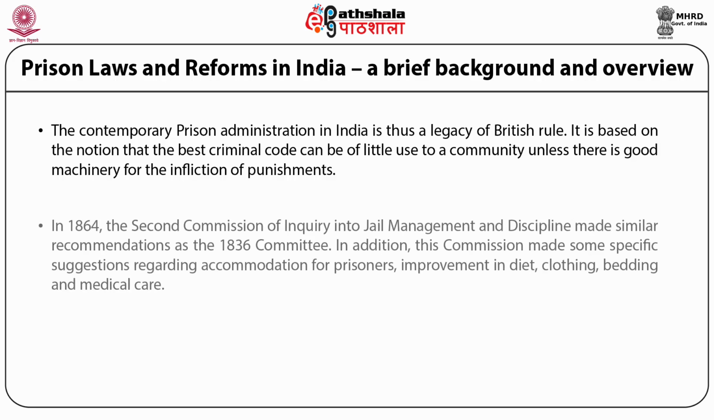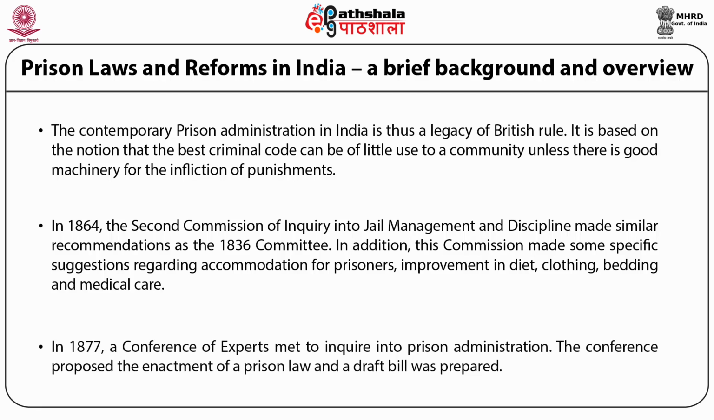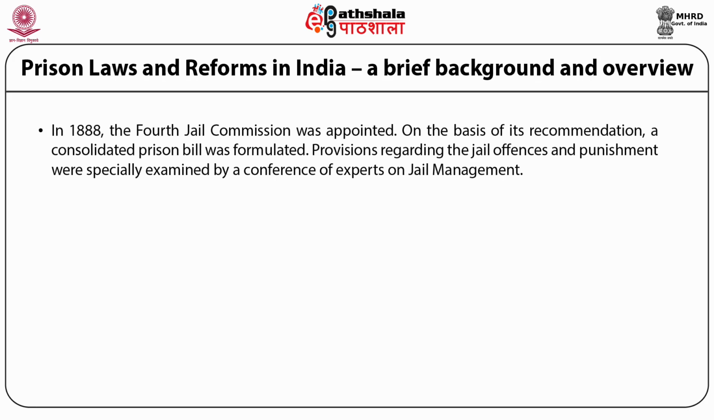In 1864, the Second Commission of Inquiry into Jail Management and Discipline made similar recommendations as the 1836 Committee. In addition, this commission made some specific suggestions regarding accommodation for prisoners, improvement in diet, clothing, bedding, and medical care. In 1877, a conference of experts met to inquire into prison administration. The conference proposed the enactment of a prison law and a draft bill was prepared. In 1888, the Fourth Jail Commission was appointed. On the basis of its recommendation, a consolidated prison bill was formulated.